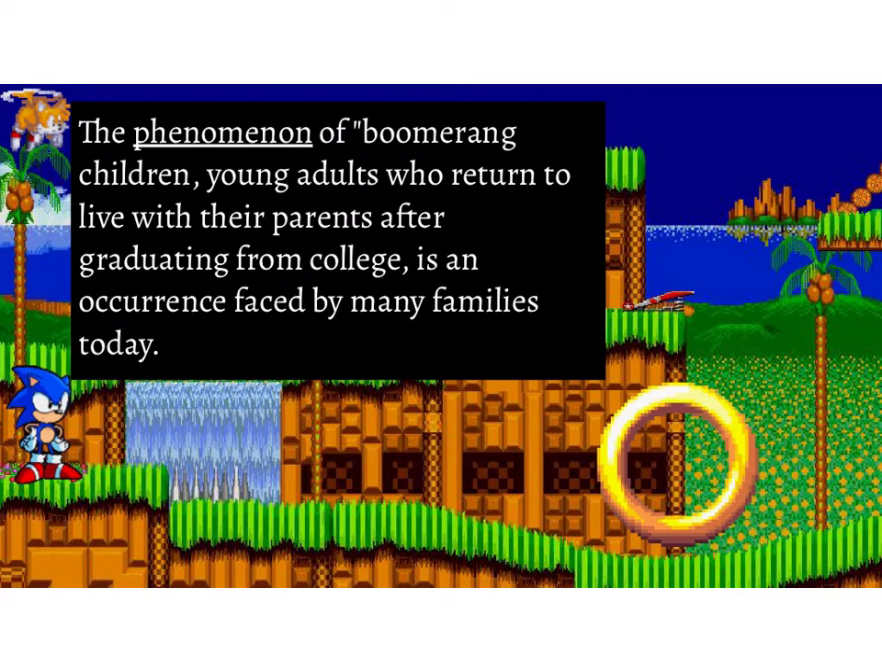In this first sentence, we've got: the phenomenon of boomerang children, young adults who return to live with their parents after graduating from college, is an occurrence faced by many families today. I've underlined the subject there, which is phenomenon, but if you look at the sentence, it's kind of confusing to see what the sentence is actually saying, and a lot of that has to do with the fact that the word phenomenon is just an abstract concept. As readers, we want more concrete things.